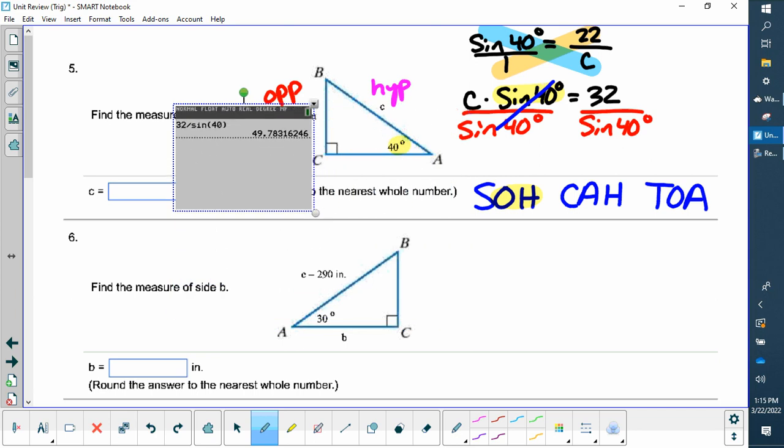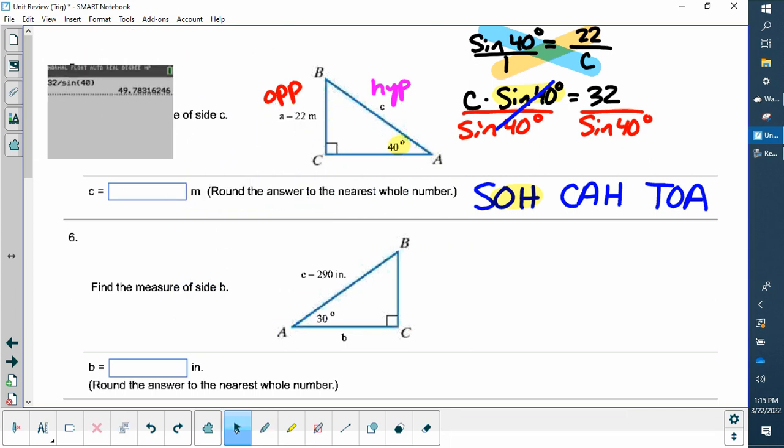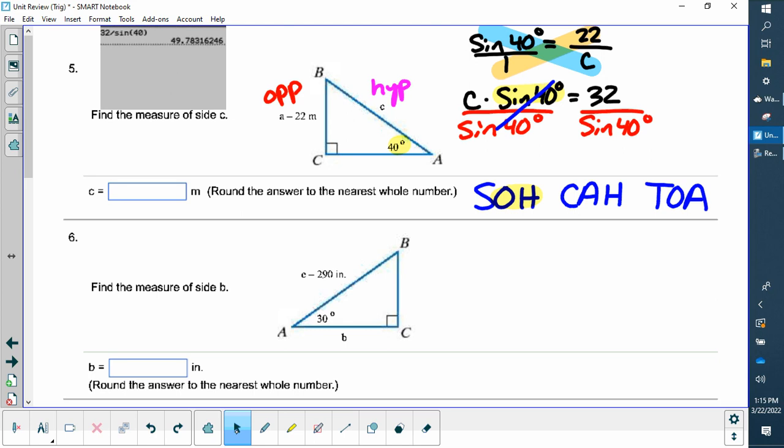Okay, let me shrink that up. I'll move it over here. Maybe. Okay, we do have to round appropriately. Again, the nearest whole number this time.